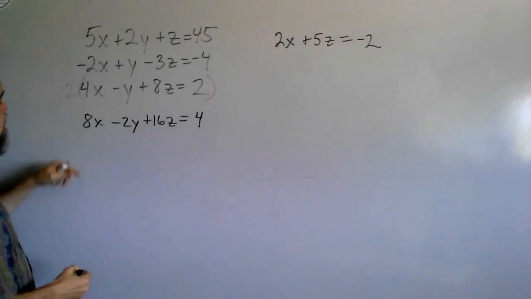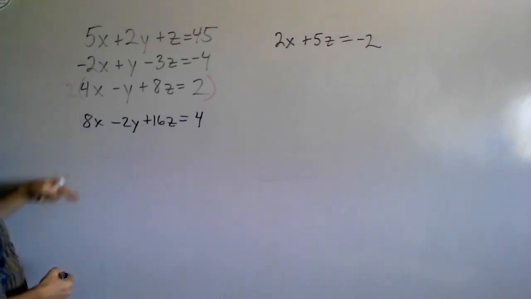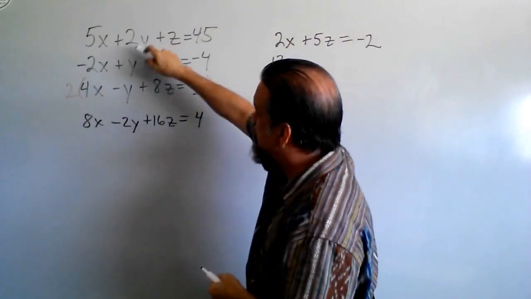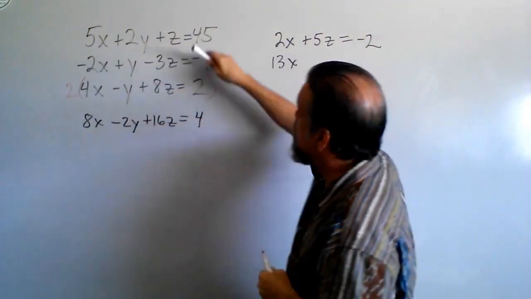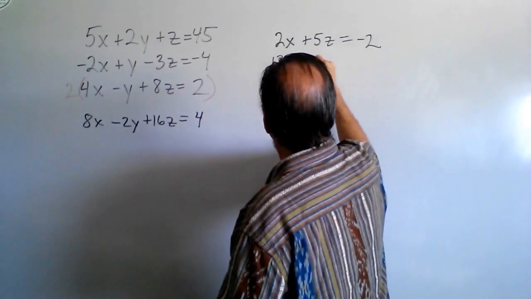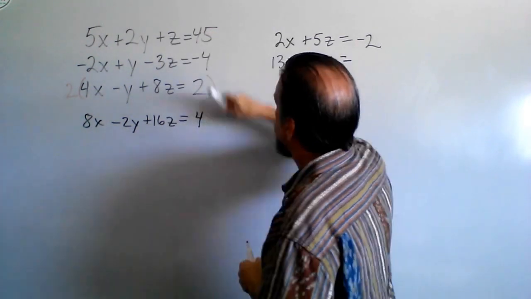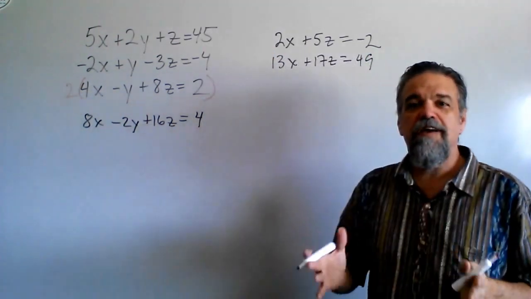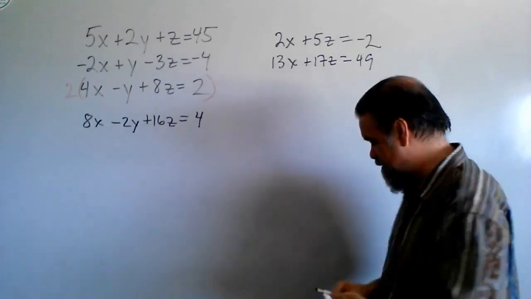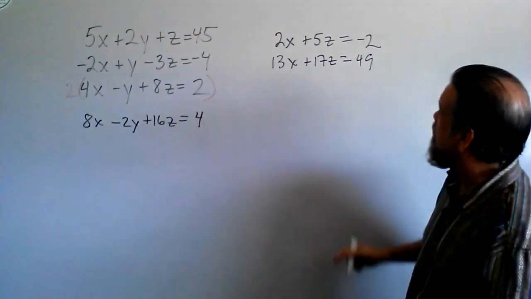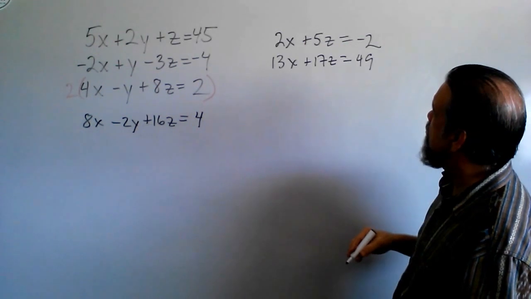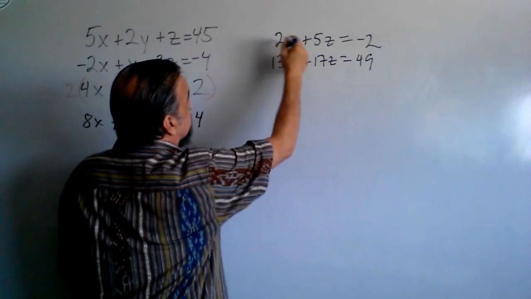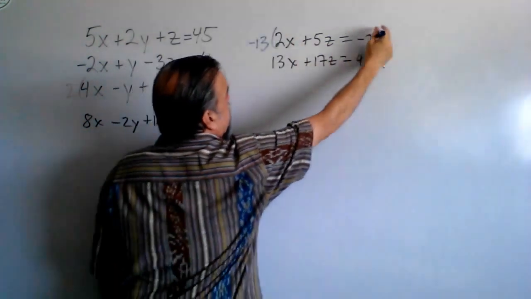And now I'm going to add this line to the top line. And so that's going to give me 5x plus 8x is 13x, 2y minus 2y, those take care of each other, and z plus 16z is plus 17z, and that equals 45 plus 4 is 49. So now I have a 2x2 system that I know how to solve, so now I'm real happy, except I look at it and I see these numbers, they're not very friendly.